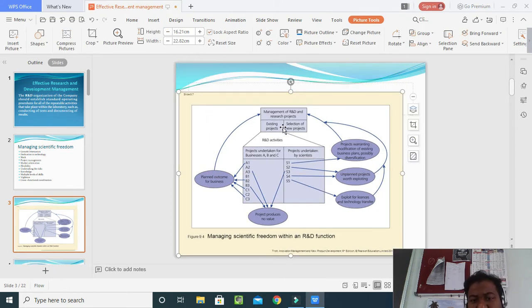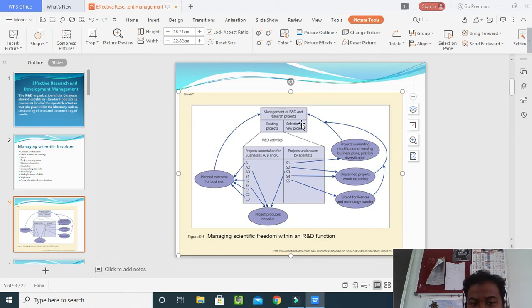Yeah, the management of the R&D and research projects, how they are taking place. This project will give the report on the planned outcomes of the business for the products. It will collect the information. Again, the scientists will identify the values, and then they will give the report to the management of the R&D department.